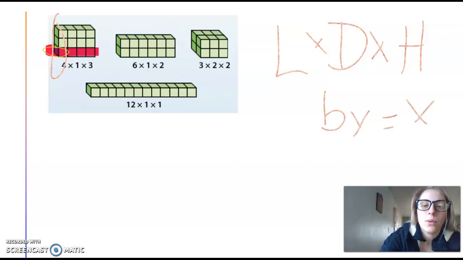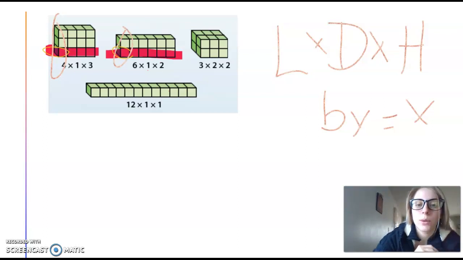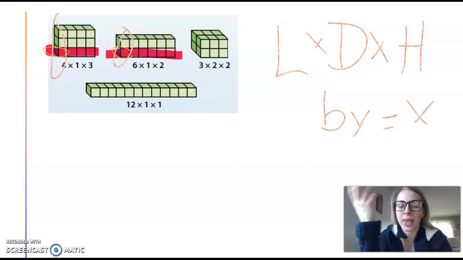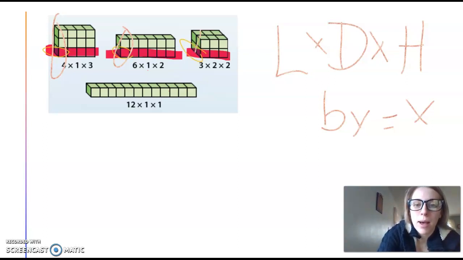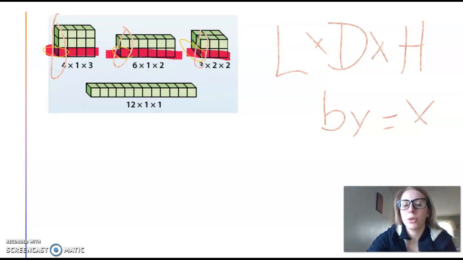And just a side note, by today is always going to mean multiplication. Okay? So this next one here, we have 6 by 1 deep by 2 tall. So 6 times 1 times 2. Our next one here, we have a few of them hiding, okay? But even though we can't see them, we know that they are there. We have 3 by 2 deep by 2 high. So 3 times 2 times 2.